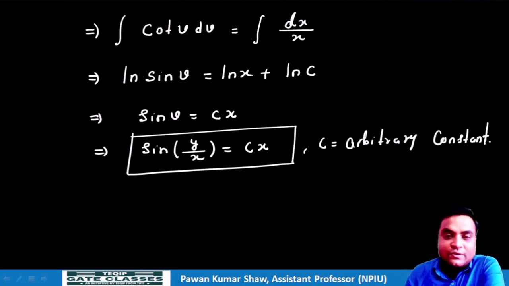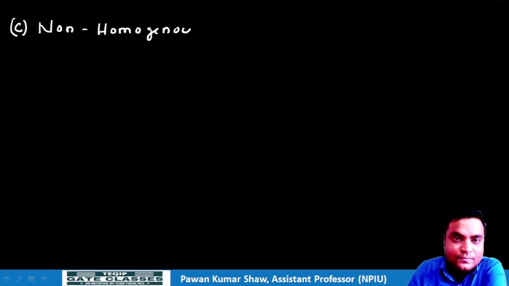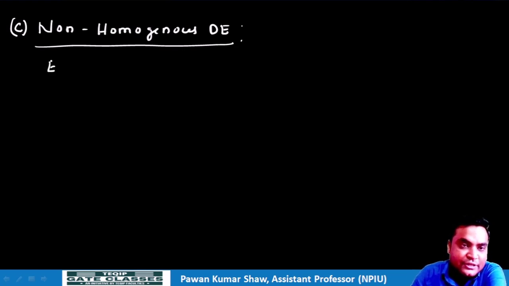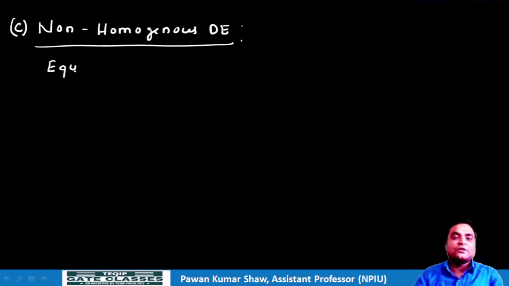Okay, so this is all about our homogeneous differential equation. Next we are going to discuss the non-homogeneous differential equation. So this is our third method, that is the non-homogeneous differential equation. In the non-homogeneous differential equation, we can convert our problem into a homogeneous differential equation and find the solution. Basically in that case we can reduce our non-homogeneous equation into a homogeneous differential equation form.